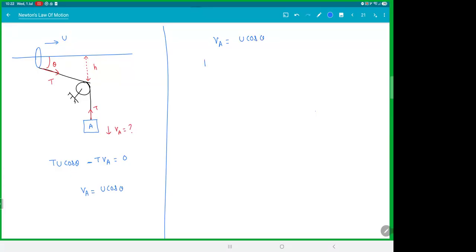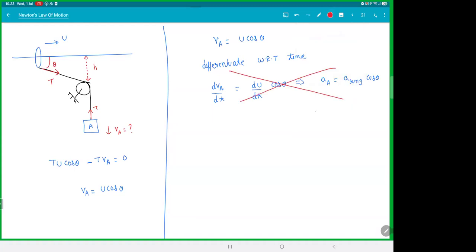Now if you differentiate this with respect to time, people say, okay, this is dVA by dt. This is du by dt cos theta. But then since u is constant, they will say this is 0. So this should be like what? Acceleration of A is equal to the acceleration of the ring cos theta. So you have to be careful here. If you do this, this is wrong.